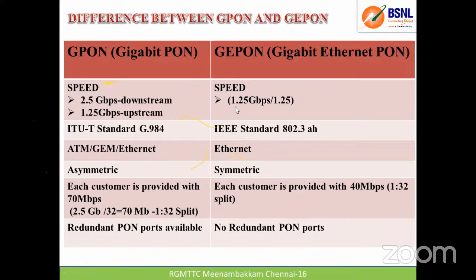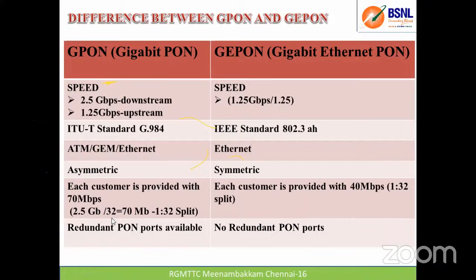In the case of GEPON, both upload and download streams are the same speed, so we say it is symmetric. GPON is an ITU standard, G.984, and GEPON is an IEEE standard, 802.3. GEPON is used for internet. GPON is used for ATM, GEM, and Ethernet also.